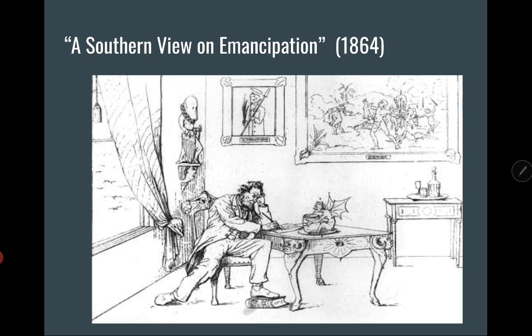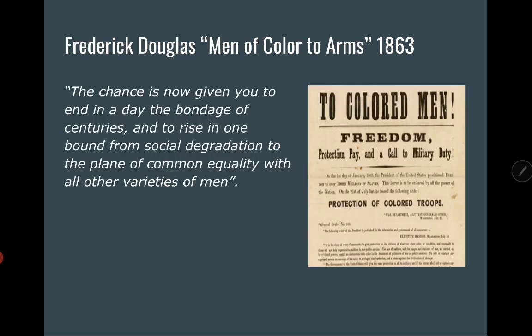The Southern view of emancipation is that this was like a pact with the devil, that this is what he wanted all along, this is what we knew was going to happen, and that it was a violation of all the things that he said he was going to do. But the other thing about the Emancipation Proclamation is Frederick Douglass is one of the people who convinces Lincoln to do this. We're going to take a look at an article on this.